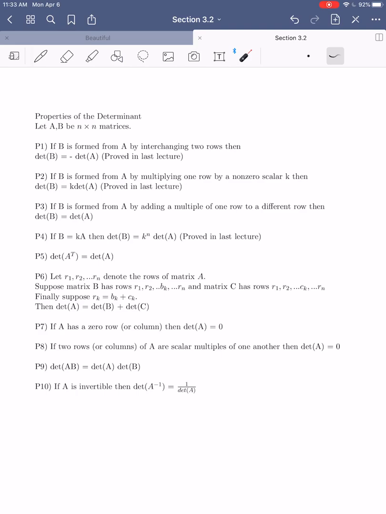So what this basically says is, suppose R1, R2 down to Rn are the rows of matrix A. And then suppose matrix B has rows R1, R2 down to Rn, and the only thing it differs from matrix A is in row K, where it has BK as its row. And matrix C has all the same rows, R1, R2 down to Rn, except in that kth row it has CK. And we suppose that RK, the kth row of matrix A, is the sum of BK and CK. If that is the case, then the determinant of A is the determinant of B plus the determinant of C.